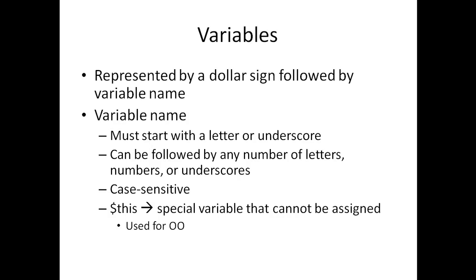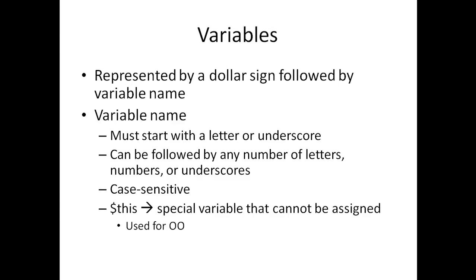Variables in PHP are represented by a $ sign followed by a variable name. The variable name, however, must match specific standards. It must start with a letter or an underscore. It can be followed by any number of letters, numbers, or underscores. It is case sensitive. And the $this variable is a special variable that cannot be assigned. It's used for object-oriented programming.